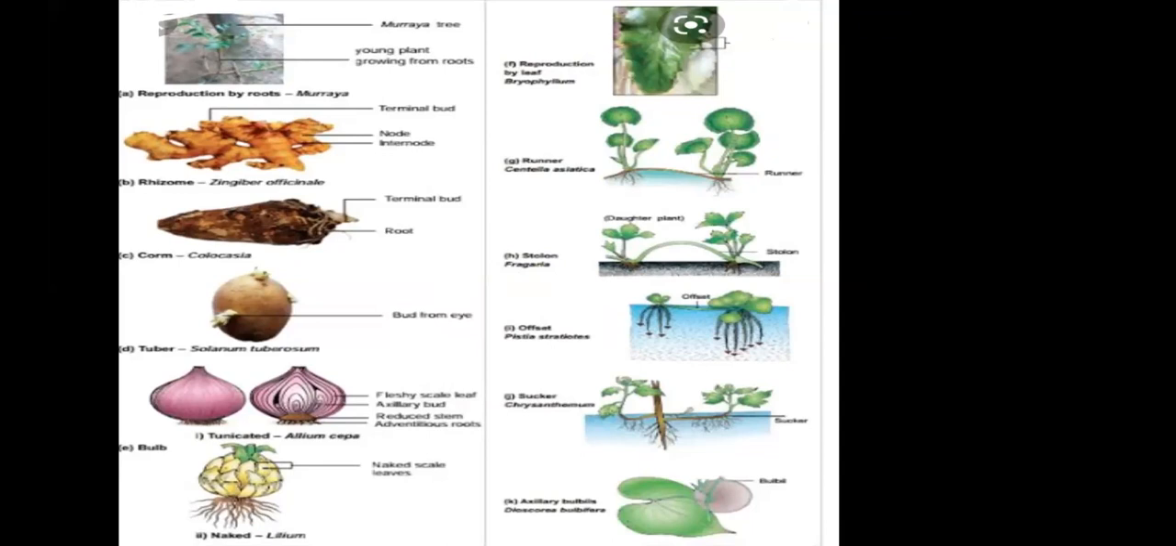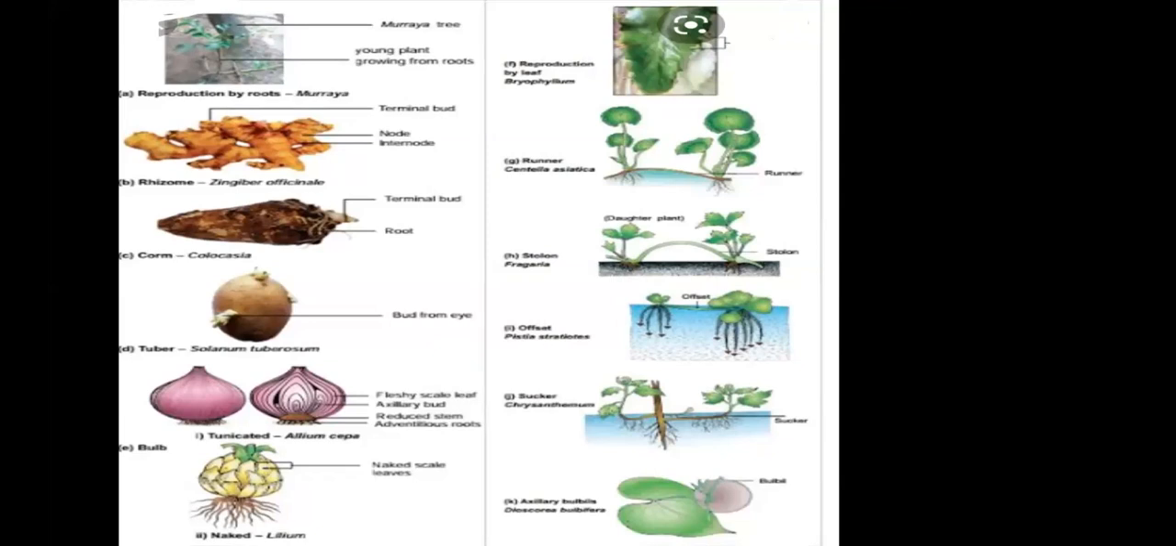Anyone? Because this is very important. Olana, turn off your camera. Be thorough with this: runner, stolon, offset, sucker, bulbs, corm, rhizome. Very, very important for your examination.